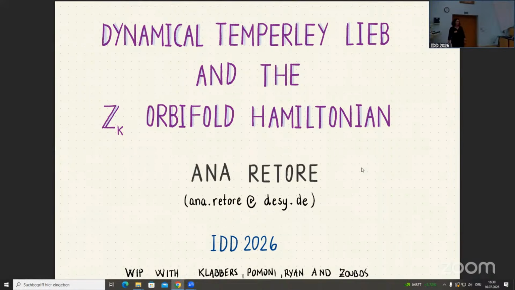Okay, so our next speaker is Retore, and she's going to talk about Temperley-Lieb algebras and their applications to integrable spin chains, right?